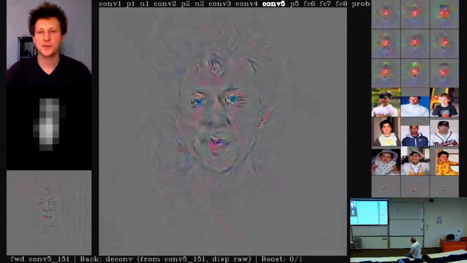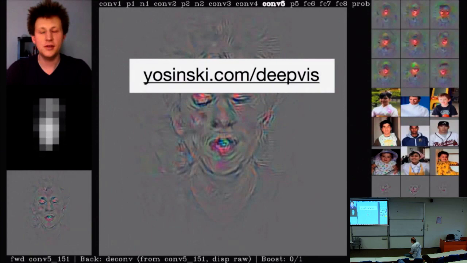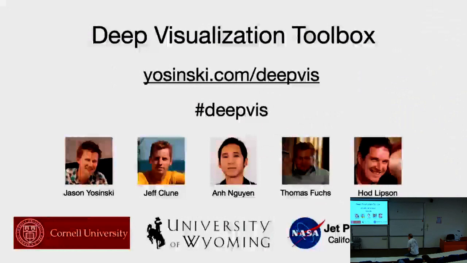In this video, we've shown some of the features of the DeepViz toolbox, and a few of the things we've learned by using it. You can download the toolbox at this URL and explore for yourself. If you'd like to share what you find, you can use the hashtag DeepViz. Thanks for listening, and we look forward to seeing what you discover.